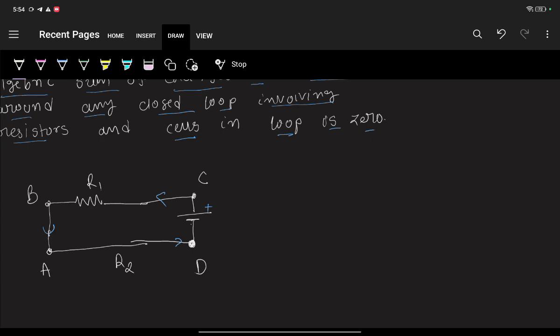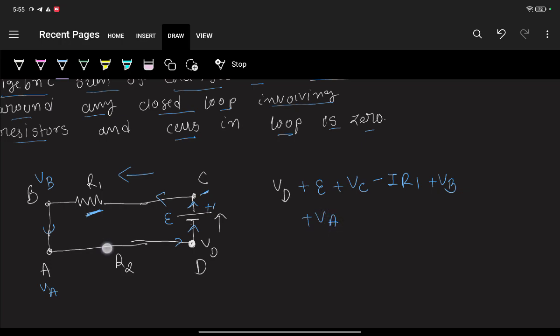Let's say its potential is Vd, and we are walking from Vd in the direction of electric current, because current is in this direction. So Vd, let's say the battery is E, so it would be plus E. Let's say at this point its potential is Vc, and across this resistor it would be minus IR1 because we are going in the direction of electric current. Let's say at this point it is Vb, so plus Vb, and at this point it is Va, so plus Va.